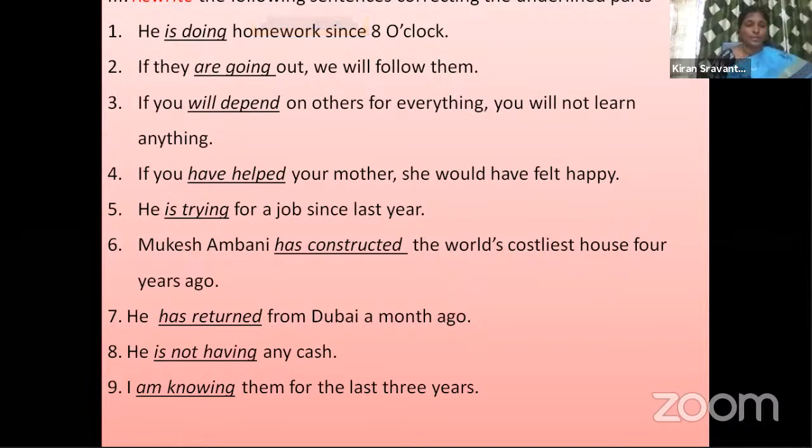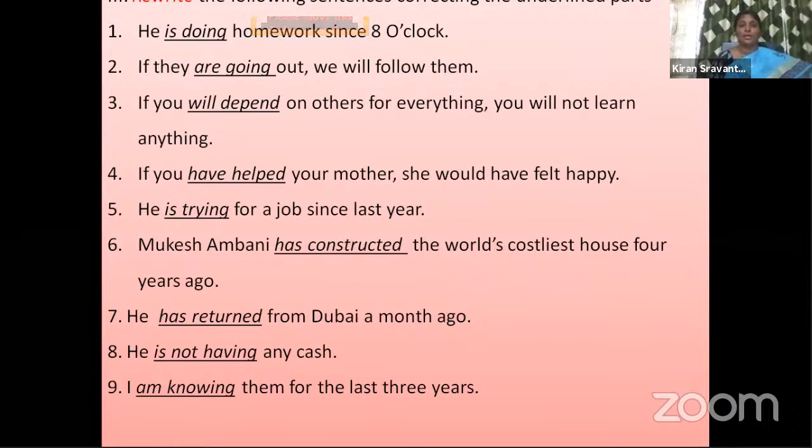And coming to the fourth sentence: if you have helped your mother, she would have felt happy. Then again, would or could or should or might plus have plus V3 means the if clause should be in past perfect tense. If you had helped your mother, she would have felt happy. Then again, he is trying for a job since last year. So the trials are going on, so he has been trying for a job. When you find a reference to since or for, it refers to present perfect continuous.